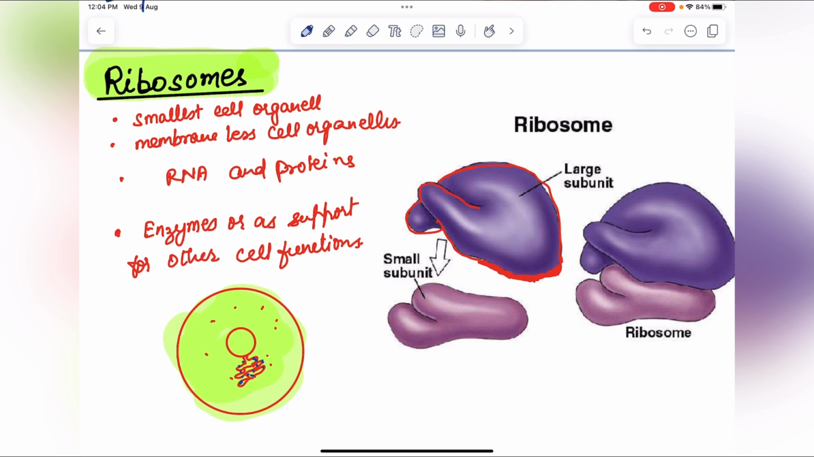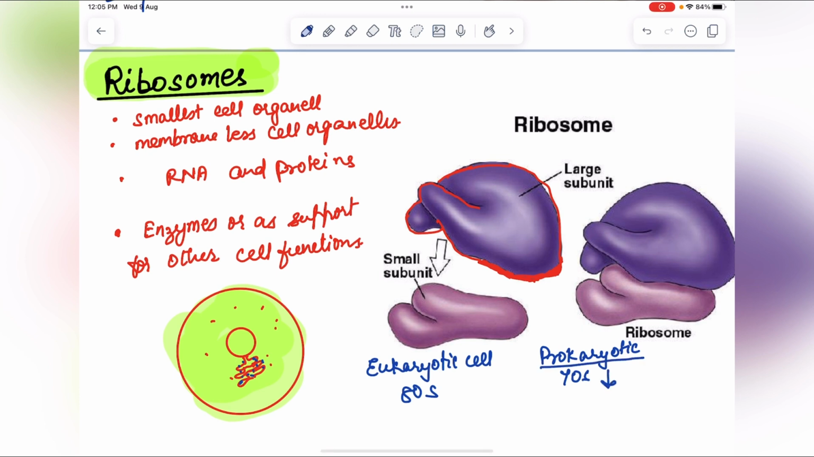The eukaryotic ribosomes are 80S while the prokaryotic ribosomes are 70S. I have discussed eukaryotic cells and prokaryotic cells in the previous video. So a eukaryotic cell will have 80S and a prokaryotic cell will have 70S. Mostly prokaryotic cells are unicellular.